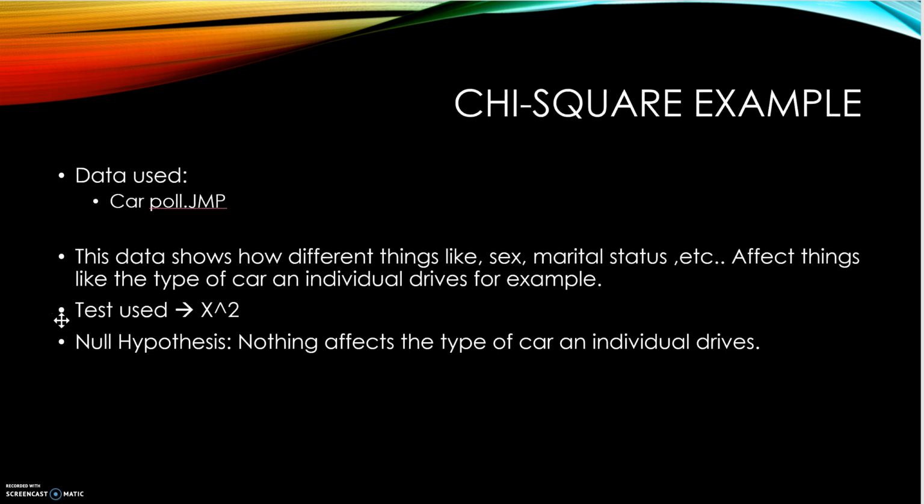For our chi-square example, we're going to be using the carpool.jmp data. This data shows how different things like sex, marital status, and other things affect the type of car an individual drives, for example. And our null hypothesis is that nothing affects the type of car an individual drives.